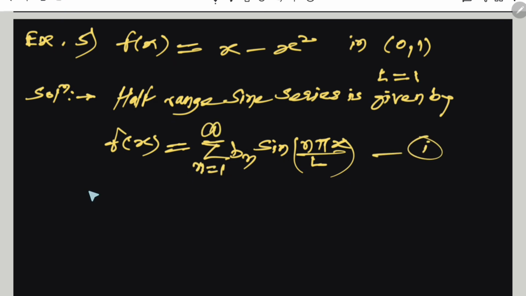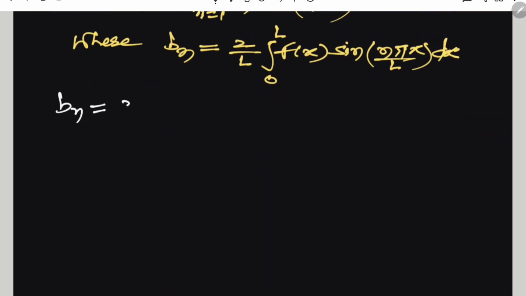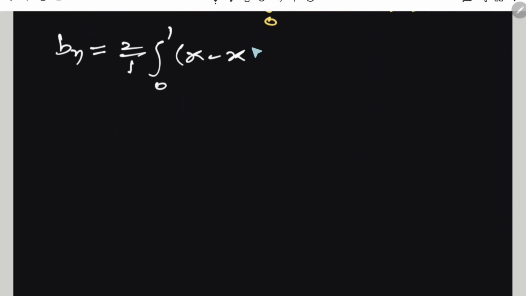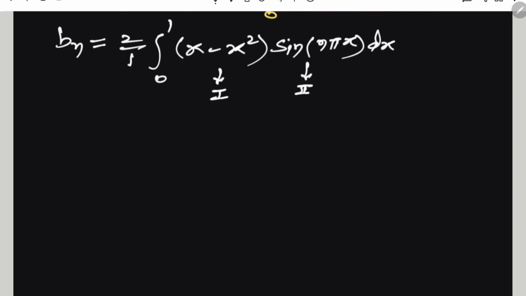Bn is given by 2 by L integration from 0 to L of f of x multiplied by sin n pi x by L, integrated with respect to x. Bn is equal to 2 by 1 integral from 0 to 1 of f of x, which is x minus x square, into sine of n pi x by 1 with respect to x. Integrating by the generalized rule of parts, considering x minus x square as first and sine as second term, we get Bn equal to 2 as it is.